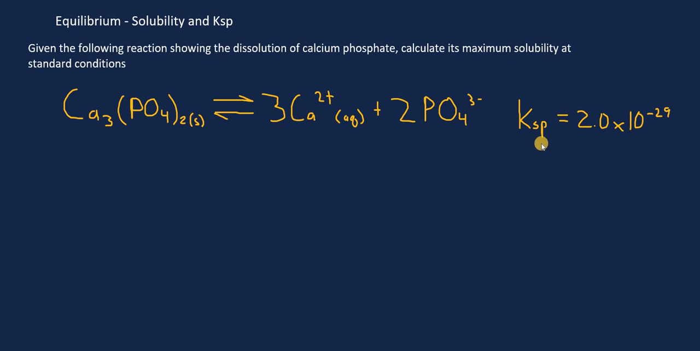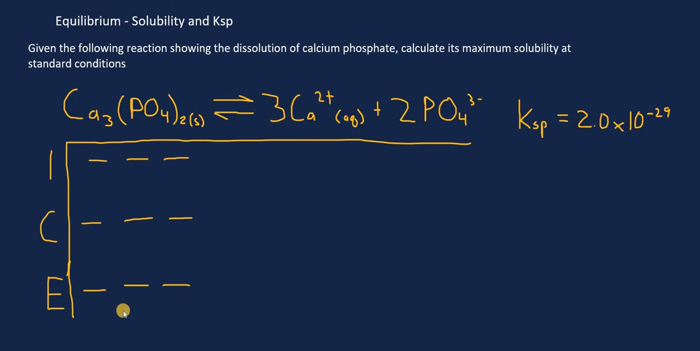Ksp is just the equilibrium constant for solubility. And the smaller the Ksp value is, the less soluble the salt is. So with an order of magnitude of negative 29, calcium phosphate is very, very insoluble at standard conditions in water. So to calculate the maximum solubility, first we need to go ahead and set up an ICE table for this equilibrium reaction.